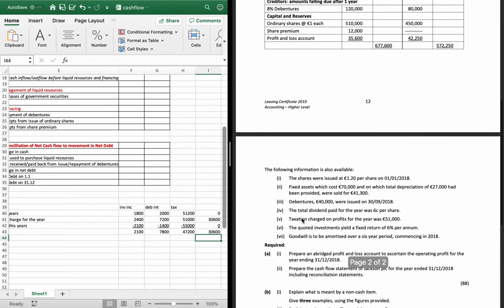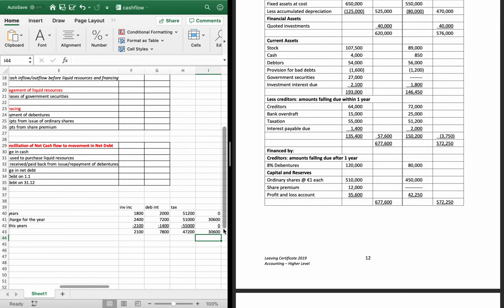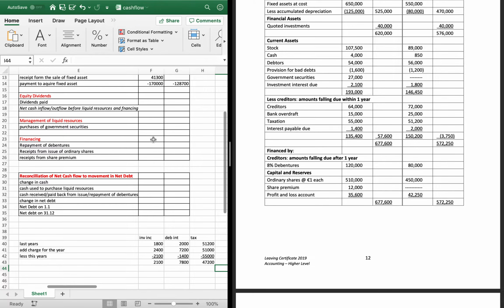You can tell here dividends. Should say it here. Oh no, it doesn't. If there's nothing due, it doesn't mean you didn't pay them. Okay, so the 30,600 is the amount that you've paid. So that's a minus.